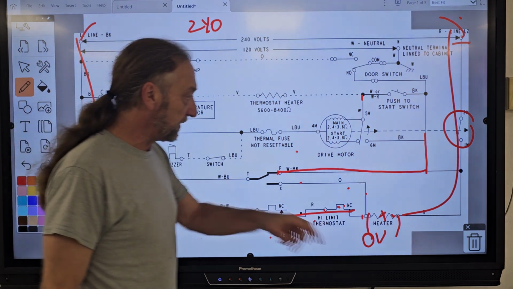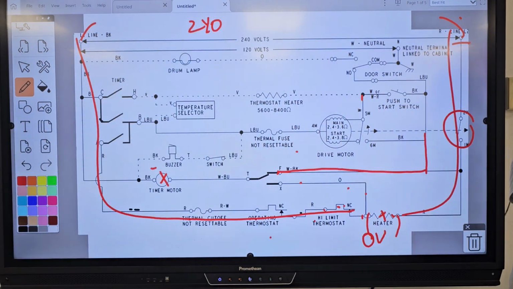So I'm checking that and it says 0 volts. What do I do?